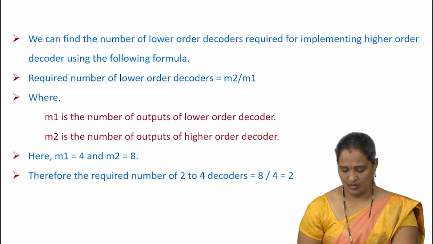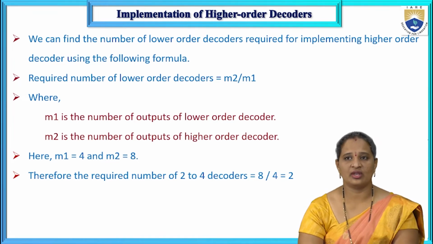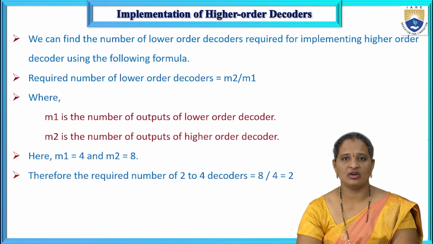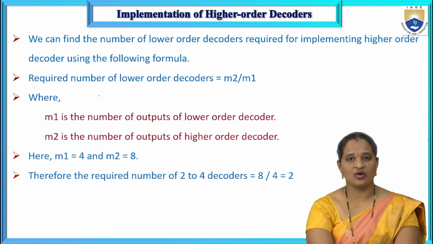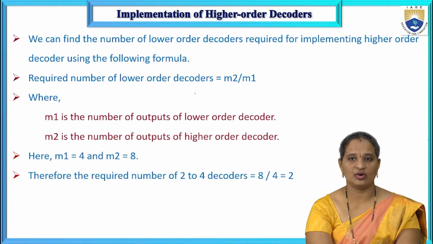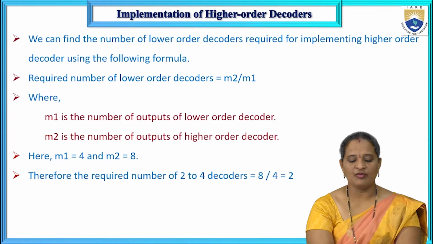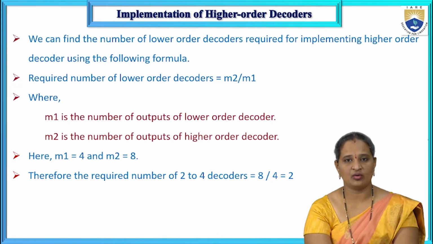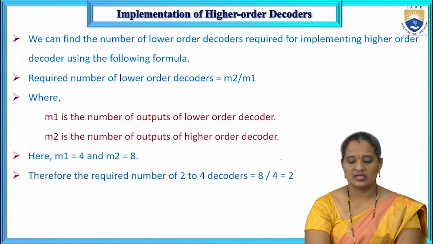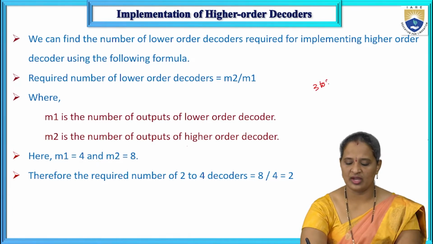How can we find how many lower order decoders are required for implementing a higher order decoder? For that we have a formula. The required number of lower order decoders is equal to M2 by M1. M1 is the number of outputs of the lower order decoder and M2 is the number of outputs of the higher order decoder. Now what I want to implement is a 3 to 8 decoder.